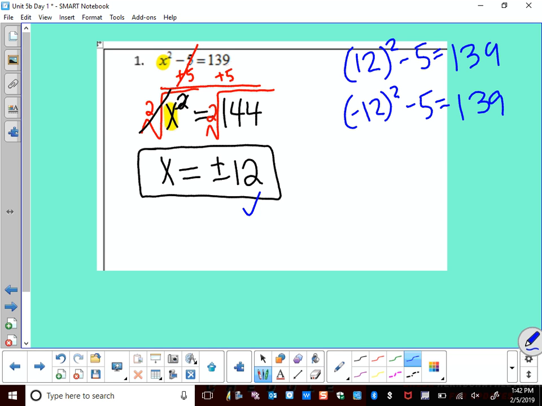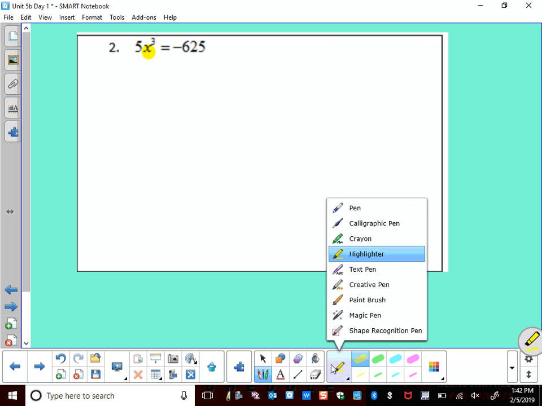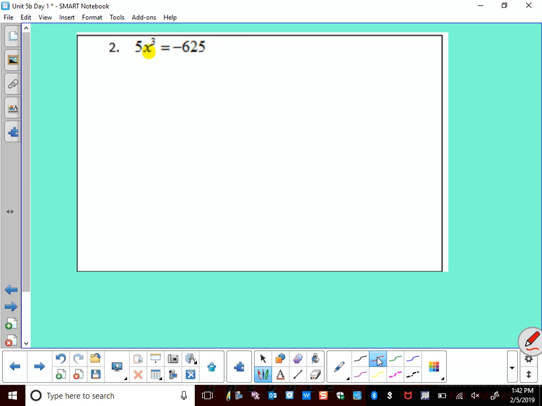Any question on number 1? All right. Let's look at number 2. I want this little guy by itself. What needs to go first? 5. We're going to divide by 5, right? That 5 is attached to it. So let's divide by 5. I'm left with x cubed is equal to negative 125.